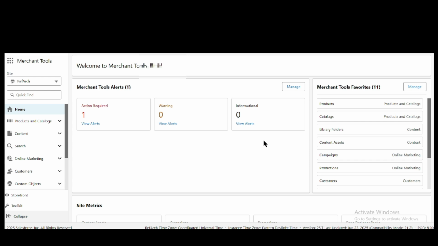So always be extra careful when setting up URL redirection rules in SFCC. A tiny misconfiguration can lead to unexpected results.